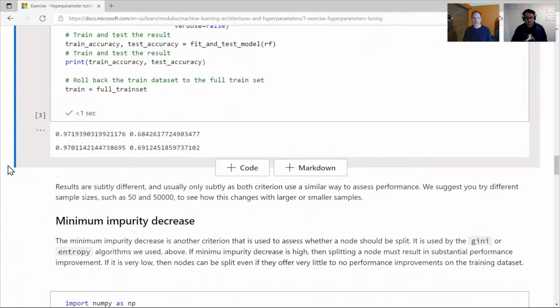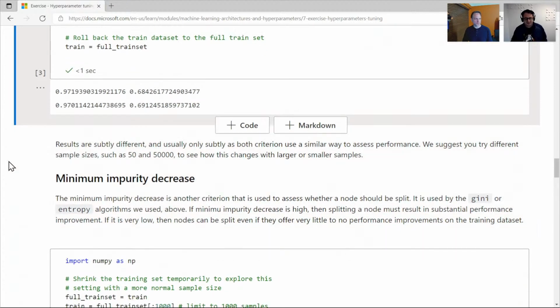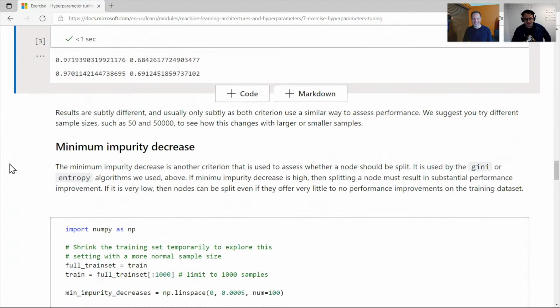Right. In other words, it's a thing to play with. The setting to play with. It's a configuration setting. If it works better, use that.